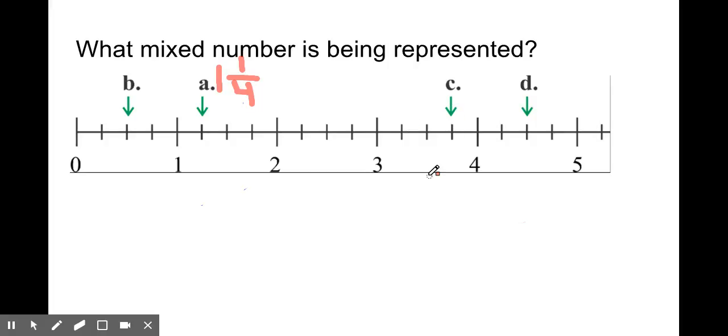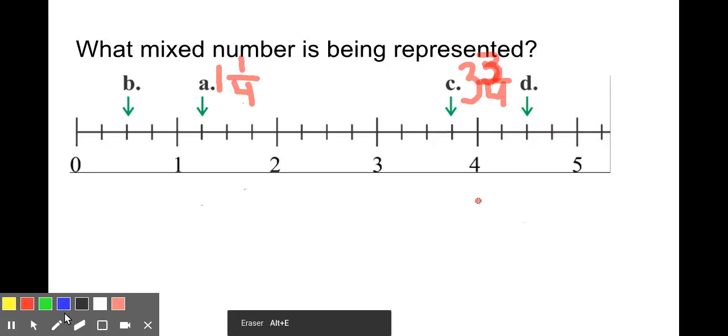Let's go to C. Okay, so C is past 1, past 2, past 3, but not past 4. So I know C represents 3 wholes. Again, let's count the spaces. 1, 2, 3, 4. 4 total spaces in 1 whole. And how many of those are counted? 1, 2, 3. So 3. Oops, Mrs. Rinker did not do a great job writing that number. That's a 3. 3/4.